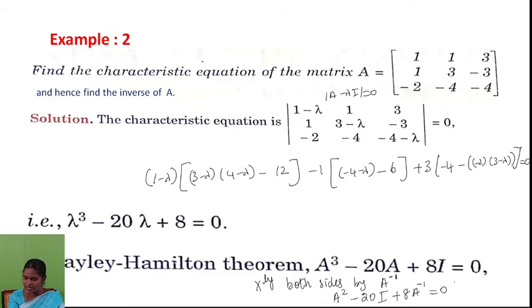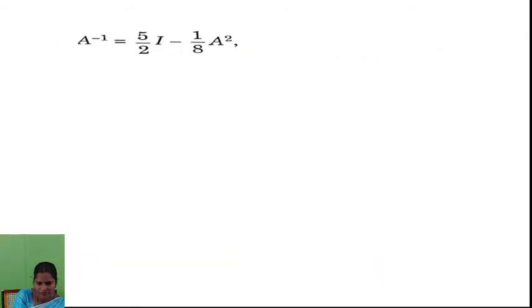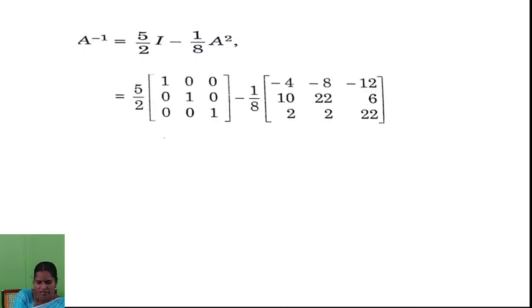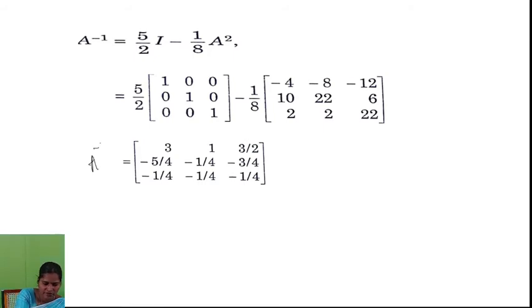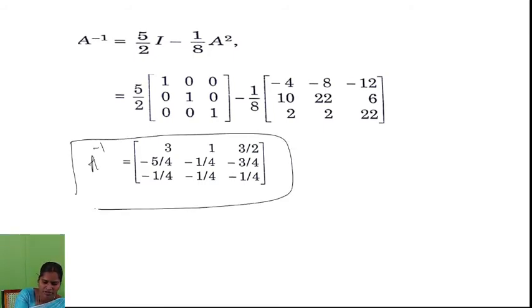What is our aim? Our aim is to find A inverse. So we will keep A inverse on the left side and bring all the other terms to the right side. We will get 20I minus A square. If you substitute the value of 20I and A square in this equation, and simplify, then A inverse equals this. So this is the value of A inverse. This is the very simple method for finding A inverse by using Cayley-Hamilton theorem.